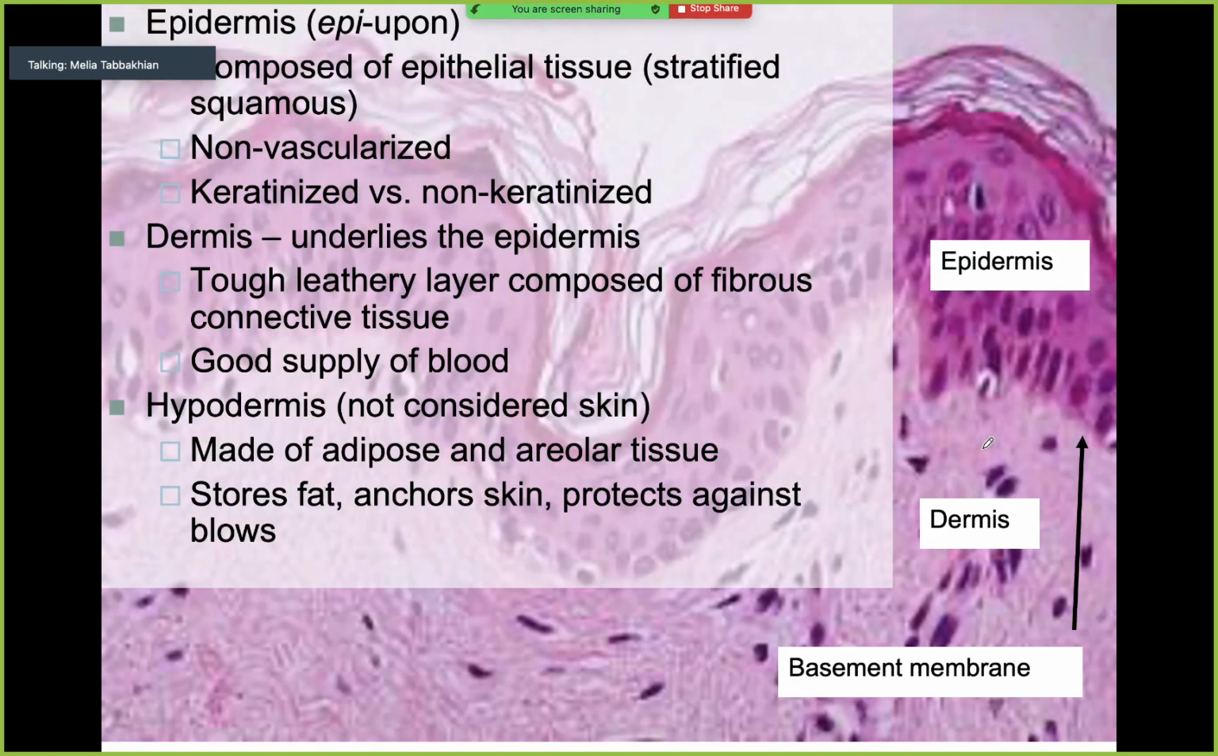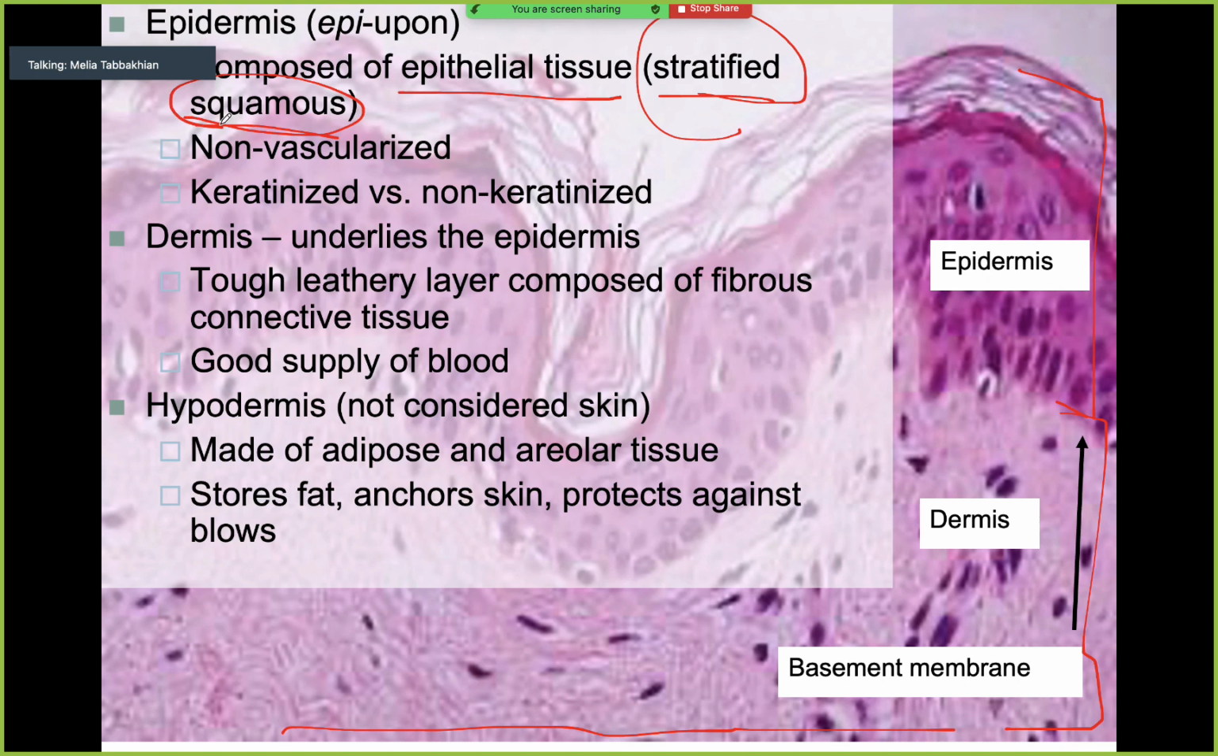So the integumentary system, as we said, was made out of the epidermis, which is the upper region. The dermis, which is below that, and not shown on this picture, is the hypodermis, which is the fat, which would be down below here. What are the main differences between these? Well, the epidermis is going to be made out of epithelial tissue, specifically one called stratified squamous. Many layers of flat-shaped cells.